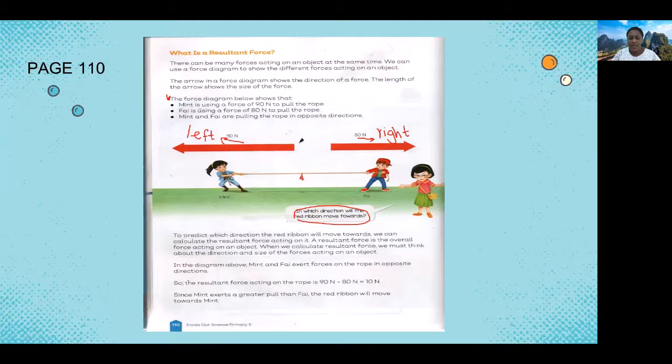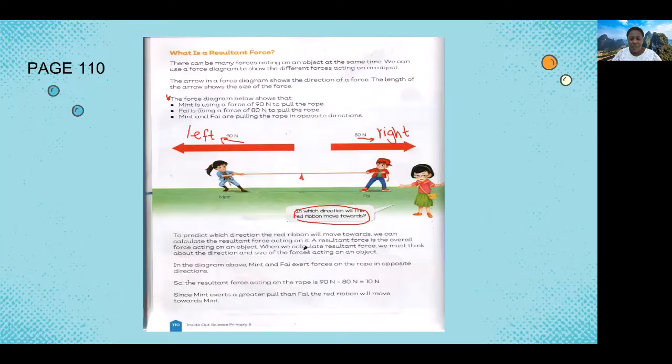Left. Very good. Someone has written left. Very good, because Mint applies more force, 90 Newton, and Faye applies 80 Newton. So Mint's force is more than Faye's force. To predict which direction the red ribbon will move towards, we can calculate the resultant force acting on it. A resultant force is the overall force acting on an object.